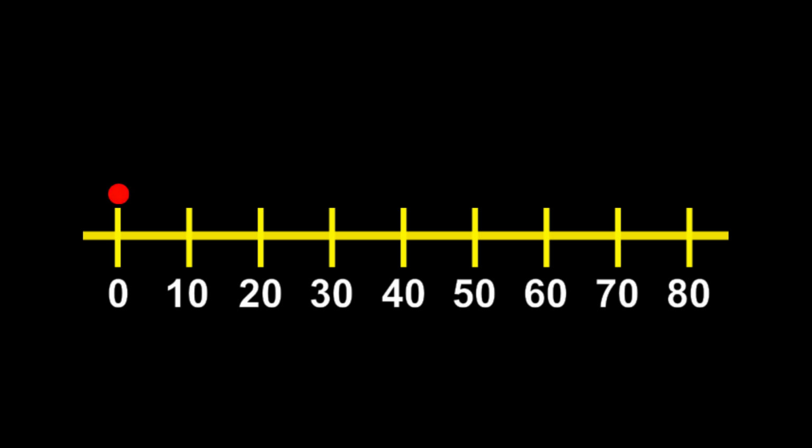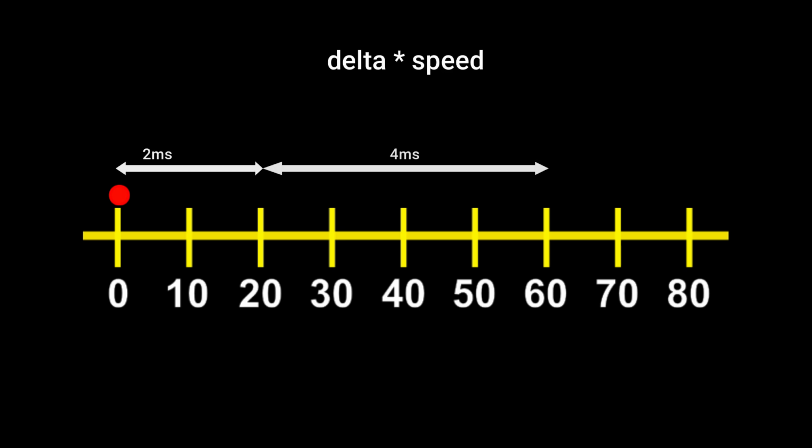If the time between the first and second frame is 2 microseconds and the time between the second and third frame is 4 microseconds, the bullet would appear slower during the second interval. By multiplying the movement vector by delta time, the bullets move 20 units between the first and second frame and 40 units between the second and third frame.